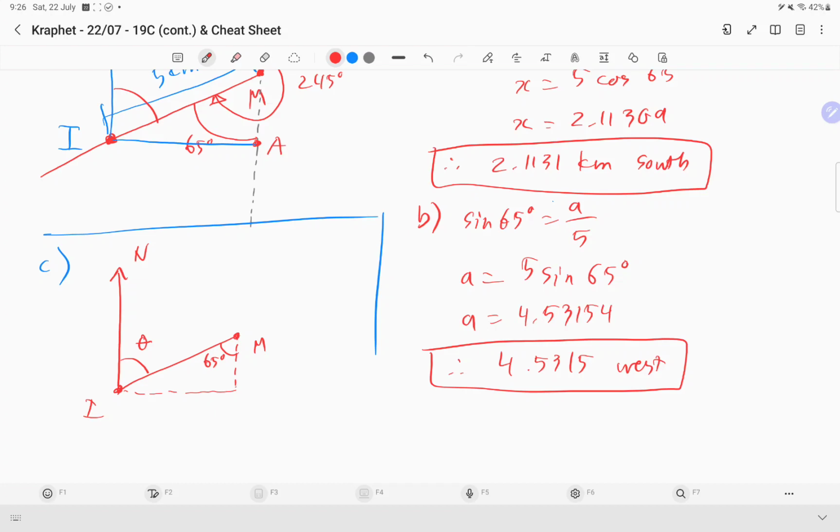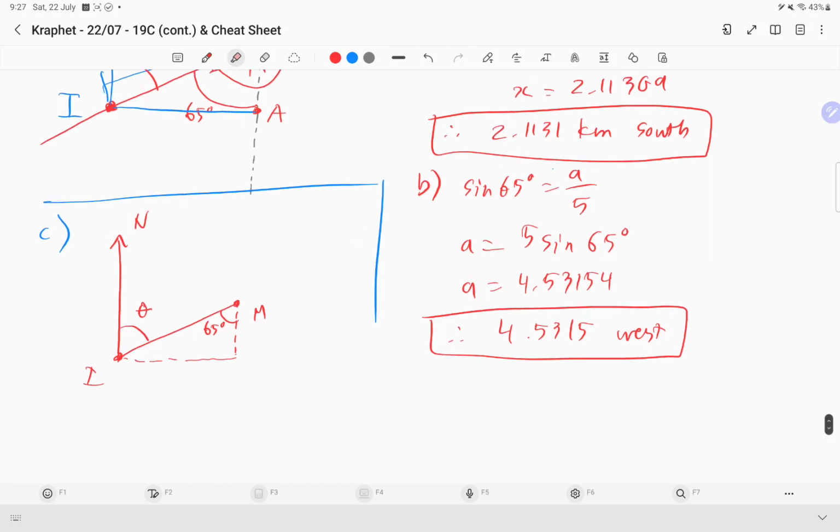How do we calculate that angle? I think we're gonna find angle IMA. Do we know that? No, we only know 245. Oh, wait. Yeah, we know. So we do 245 take away 180? Yeah, that's it, because of the Z rule. So therefore, theta is 65 degrees.